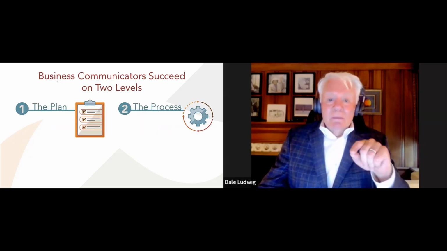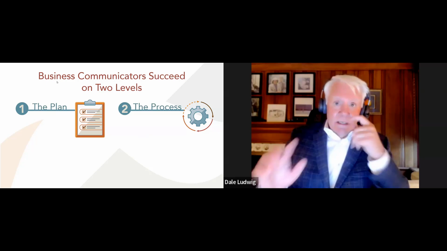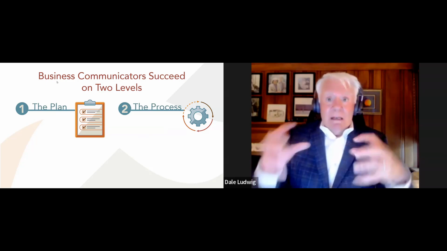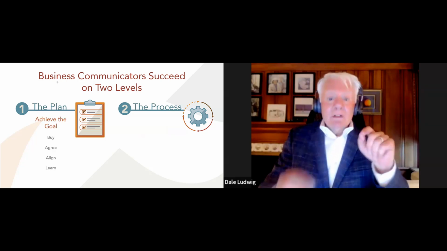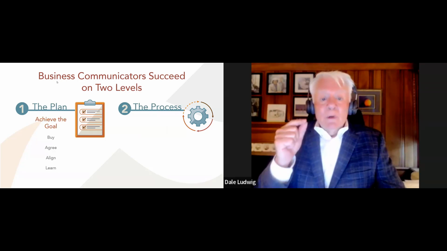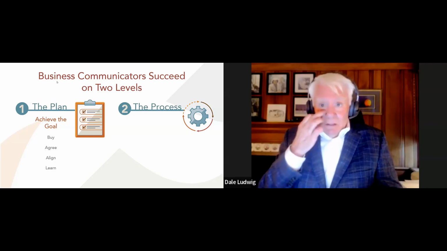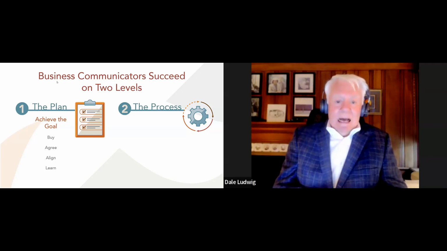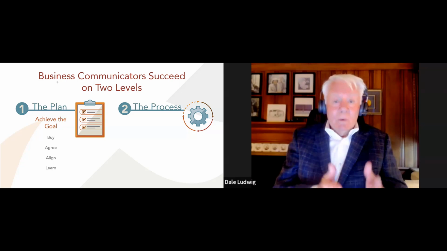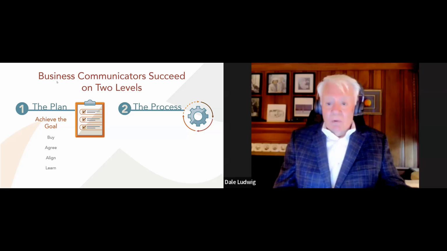So if we break this down a little bit further, we can see that business communication succeeds on two different levels. This is related to the orderly conversation circles, but it goes into a bit more detail. First of all, you succeed when you achieve your goal. That means you get whoever you're communicating with to, well, here the list is buy, agree, align, or learn. Those are all business goals. And as the conversation takes place, you want to lead that group to those goals.